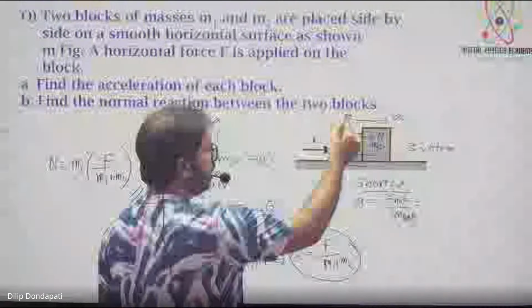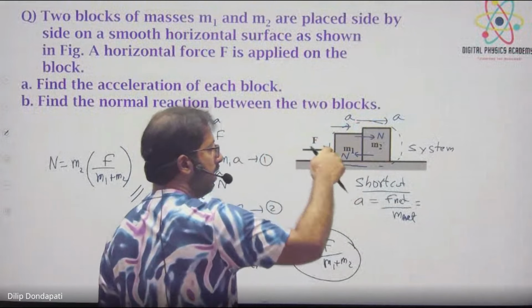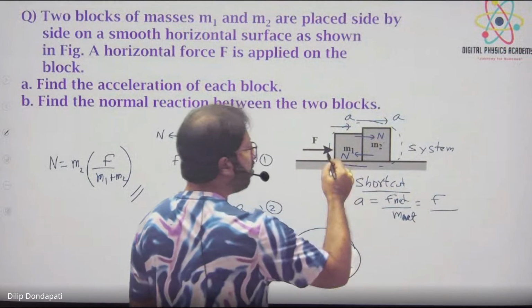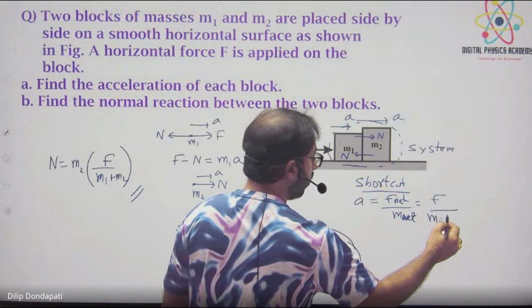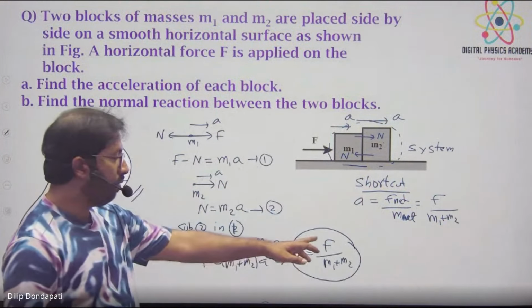Net force is how much? इस system के ऊपर only one force is acting. So F by net mass, total mass is m1 plus m2. देखो डायरेक्ट आ गया. F by (m1 plus m2).